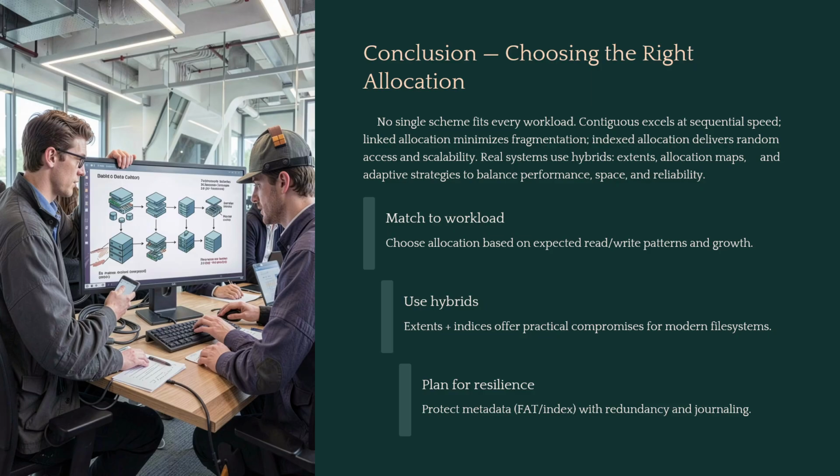Match to workload: choose allocation based on expected read-write pattern and growth. Use hybrids, extents plus indices, which offer practical compromises for modern file systems. Plan for failures: protect metadata, FAT and index, with redundancy and journaling.